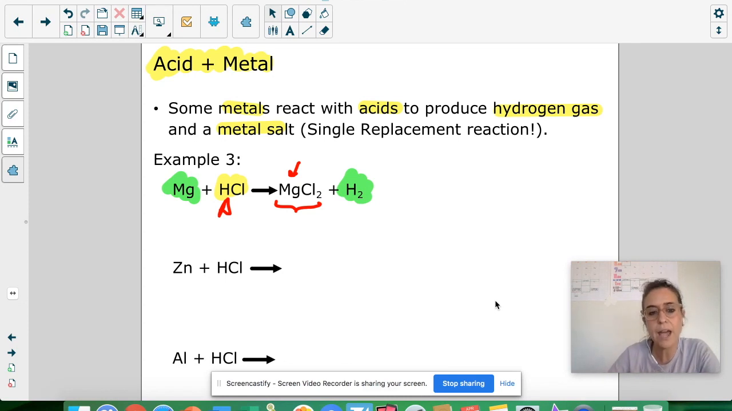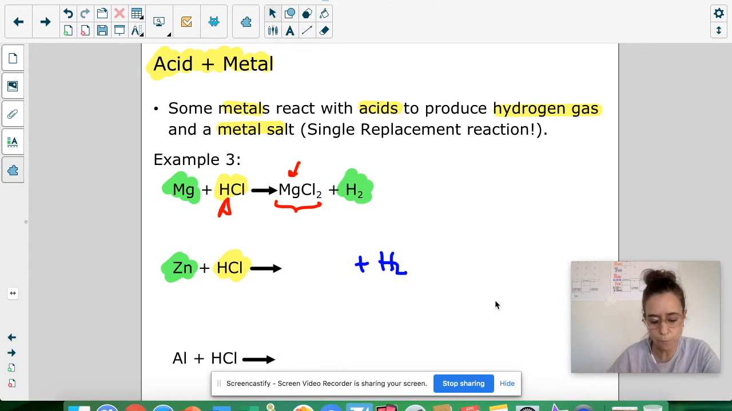Zinc and hydrochloric acid. So HCl, we just learned that is an acid, right? That is our acid here. And then zinc is a metal, okay? So when you have a metal that is reacting with an acid, the result is always going to be, one of them we know for sure, H2, and then we're going to have a metal salt. And this is the most difficult part of this process. What's going to be the metal salt?